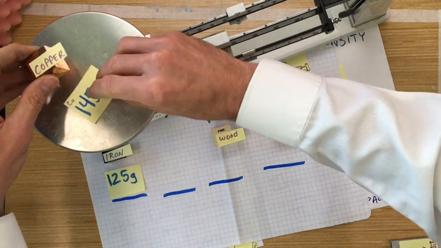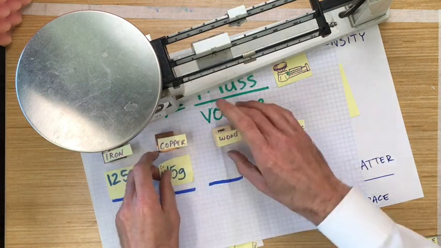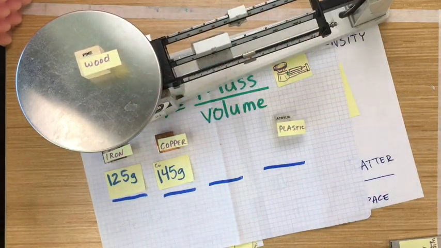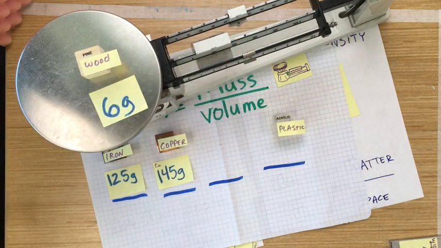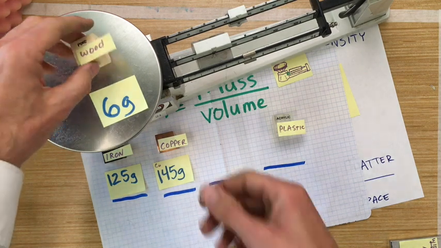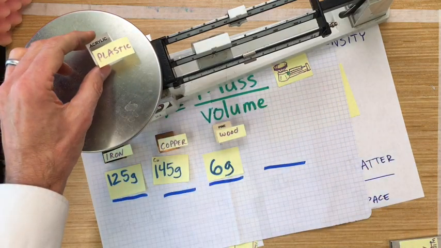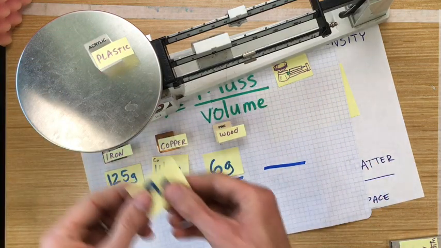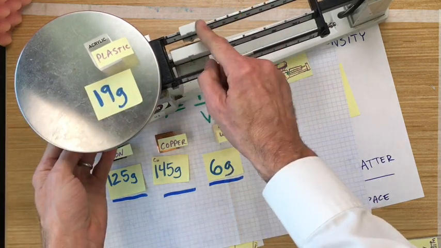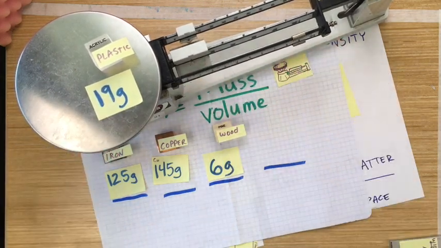And then the wood is much lighter. It's 6 grams, not 106 grams, just 6 grams. And that was ranked here. Then the plastic was ranked here, and it comes in at about 19 grams. So right there.